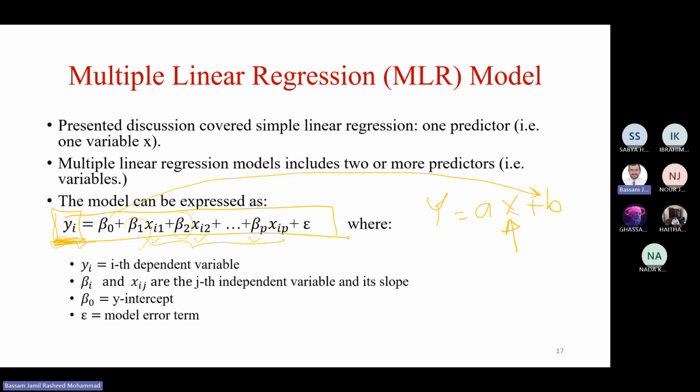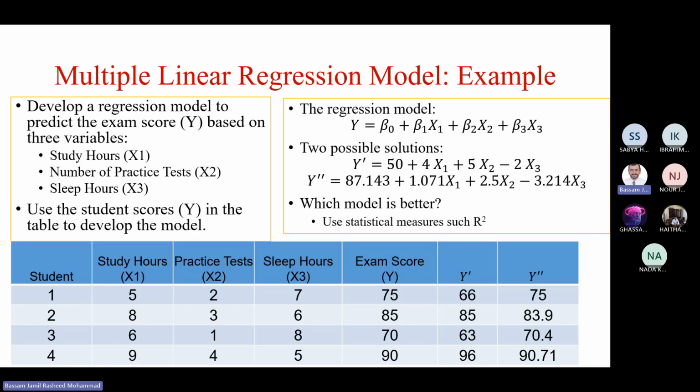Okay, so here is an example of multiple variables, but one dependent variable and multiple independent variables. So what we want here is to develop a regression model to predict the exam score y based on three variables: study hours, number of practice tests, and sleep hours. And so we have this data here. We sampled 4 students, right? These are the students that we sampled.